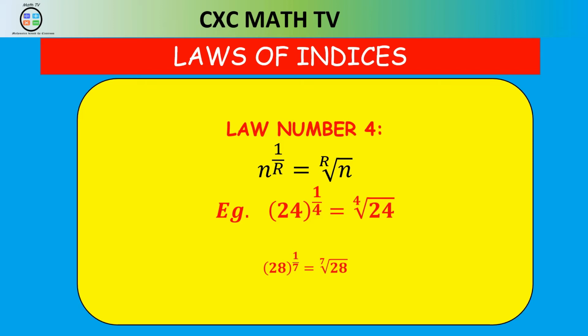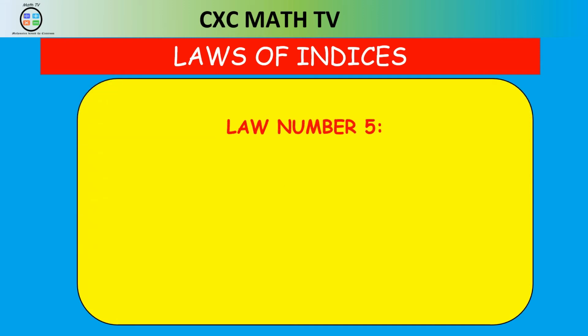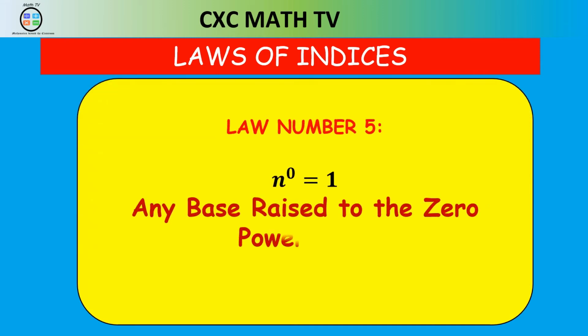And law number 5 tells us that any number raised to the power of 0 is 1. So n to the 0 is 1. For example, 21 raised to the 0 power is just 1. That's not 21 degrees there. That's 21 raised to the 0. Please don't misconstrue the 0 in the power as a degree symbol.